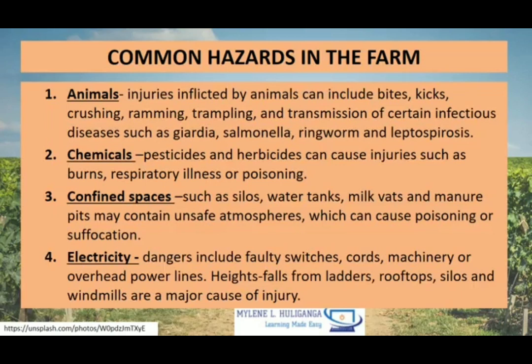Number 3, confined spaces, such as silos, water tanks, milk vats, and manure pits, may contain unsafe atmospheres, which can cause poisoning or suffocation. Number 4, electricity. Dangers include faulty electrical switches, cords, machinery, or overhead power lines. Height: falls from ladders, rooftops, silos, and windmills are a major cause of injury.